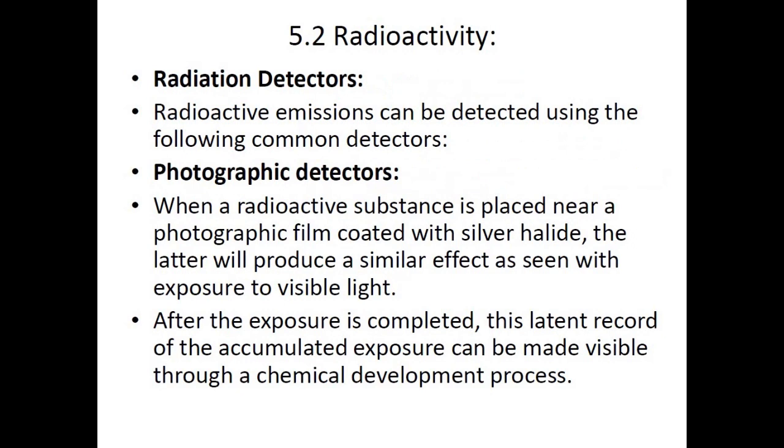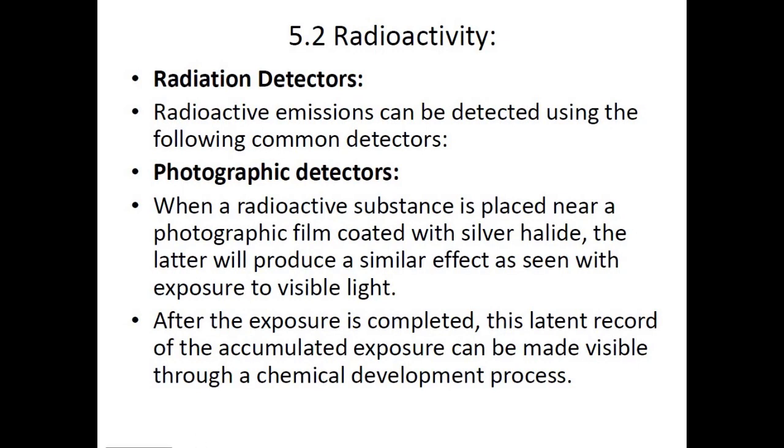How do we find out that a specific isotope or a certain element or atom is giving off radiation? For that we use devices which are known as radioactive detectors. Radioactive emissions can be detected by using the following common detectors. You can use photographic detectors. When a radioactive substance is placed near a photographic film coated with silver halide, the latter will produce a similar effect as seen with exposure to visible light.